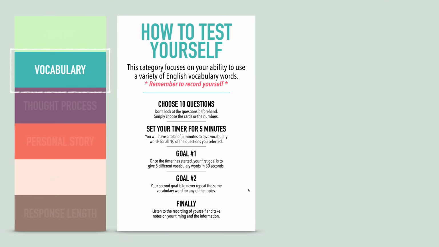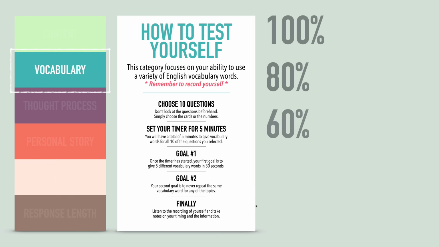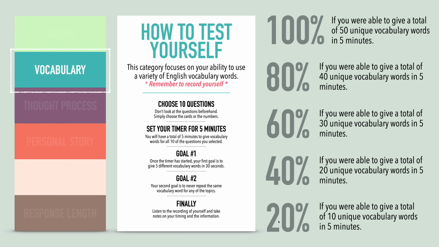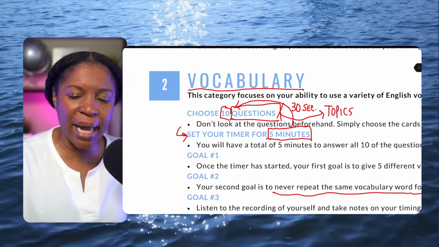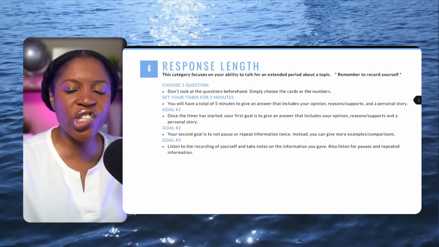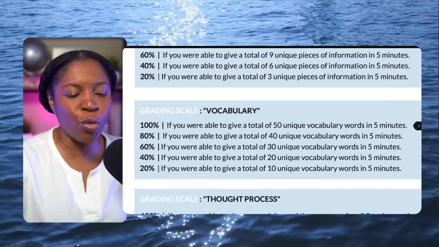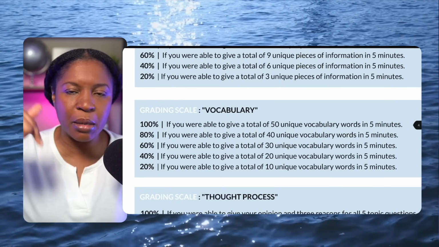Remember, listen to the recording of yourself and take notes on your timing and the information. And here's how you will score yourself. If you were able to give 50 words in 5 minutes, that's 100%. Notice how the percentage changes based on the number of words you are able to give in that 5-minute period. In the PDF, you will see the grading scale for vocabulary right here at the end of the PDF, the link being in the description.